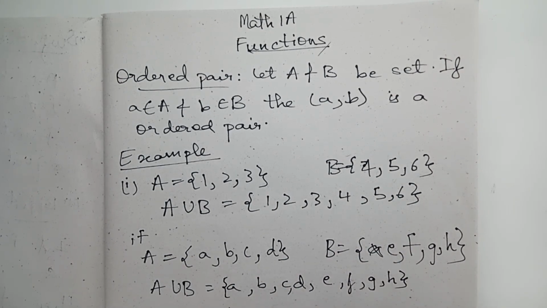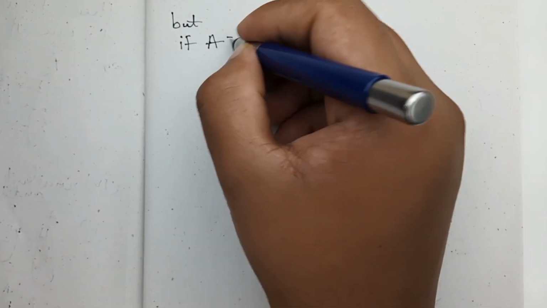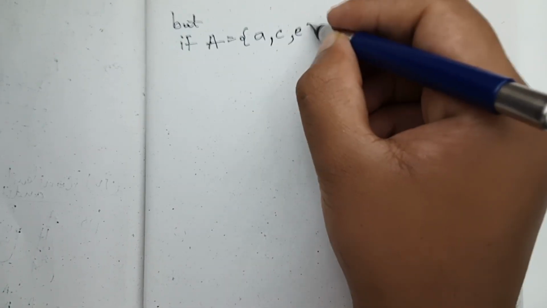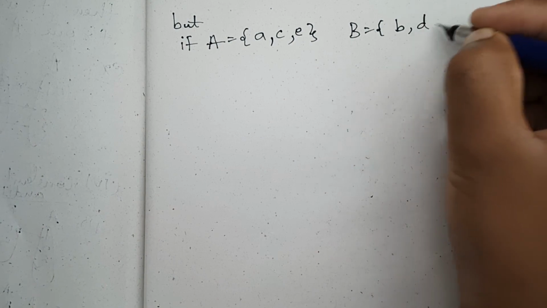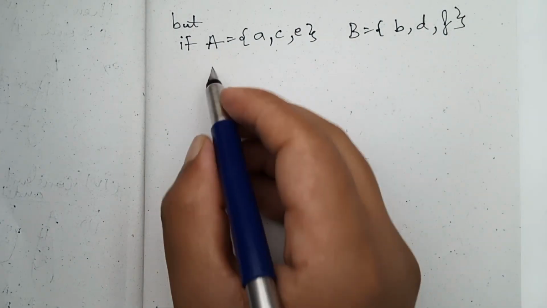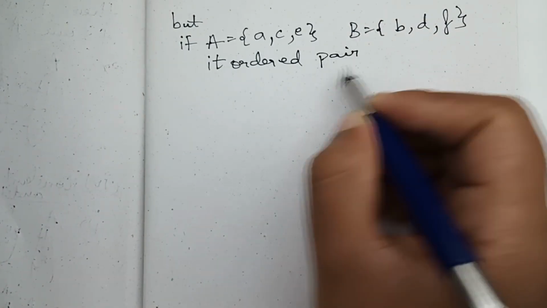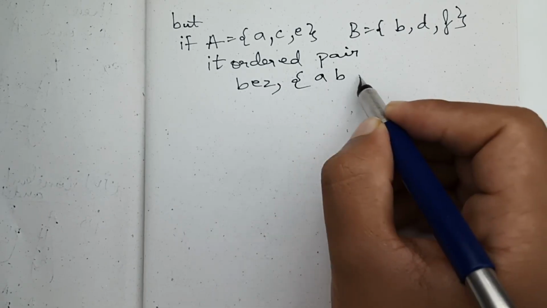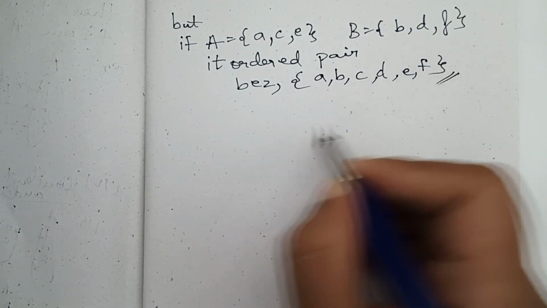But if A is equal to a, c, e and B is equal to b, d, f, then it is an ordered pair, because the answer will be in the order, that is a, b, c, d, e, f. This would be the answer. That's why it is an ordered pair.